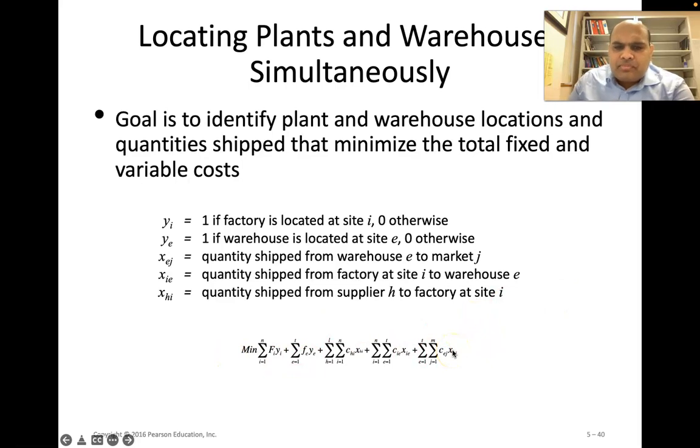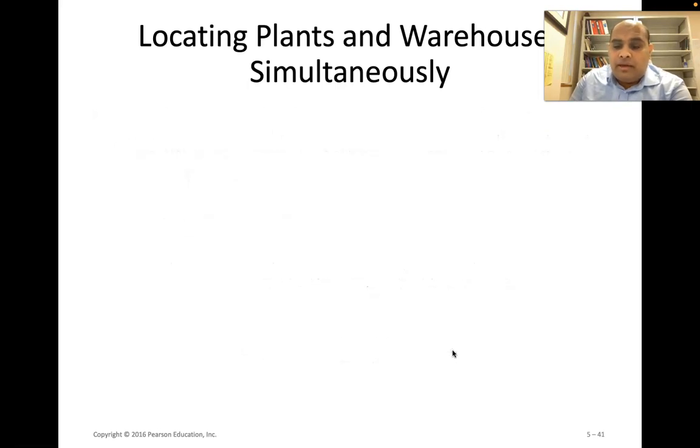So when we set this up in Excel, you will notice that we'll be writing multiple sum product functions to represent these sum products that we have here. And of course, we have to obviously talk about constraints.